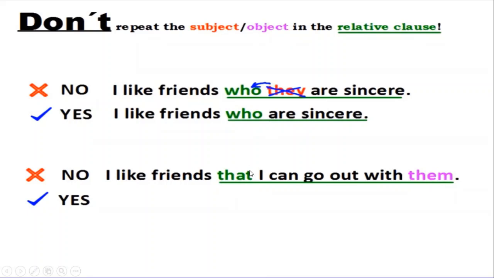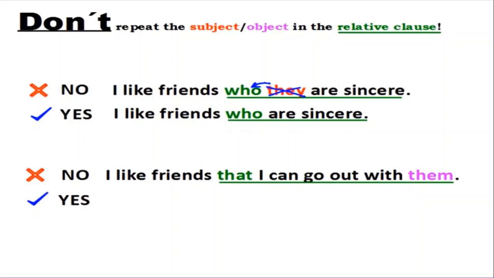Now we have this example here. The same happens. Do not repeat the subject or object. In this case, an object. I like friends that I can go out with them. Can you try to translate this into Spanish to see what the weird thing is? Me gustan los amigos con los que yo pueda salir con ellos. ¿Está bien? ¿En español eso? Suena raro, ¿cierto? Sí.